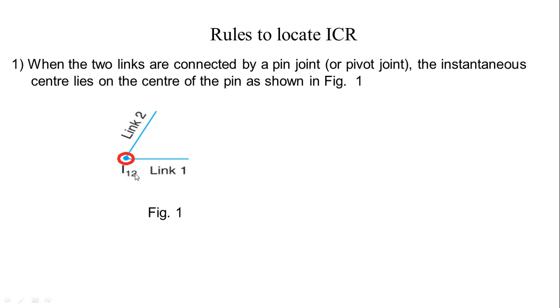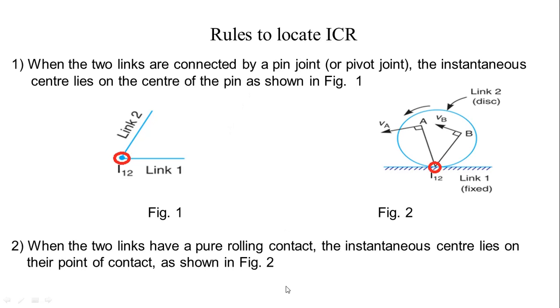Now this is for when there is a pin joint. What is a pin joint? It is nothing but a turning pair. Now next one, the rolling pair. When two links have pure rolling contact between them, then the instantaneous center lies at the point of contact between them.